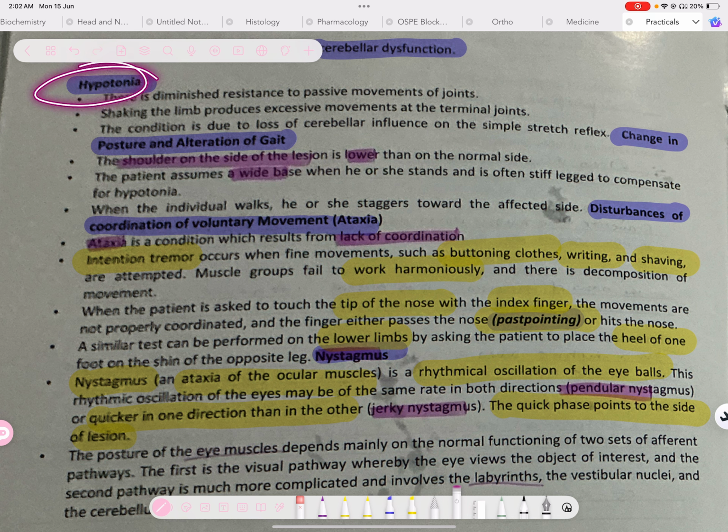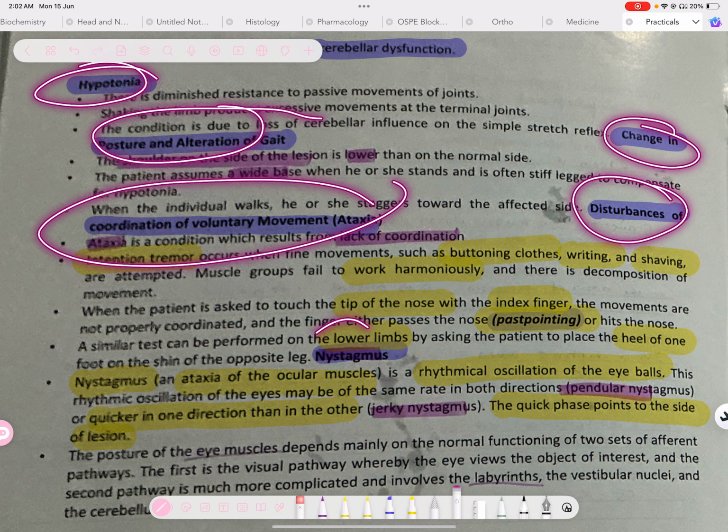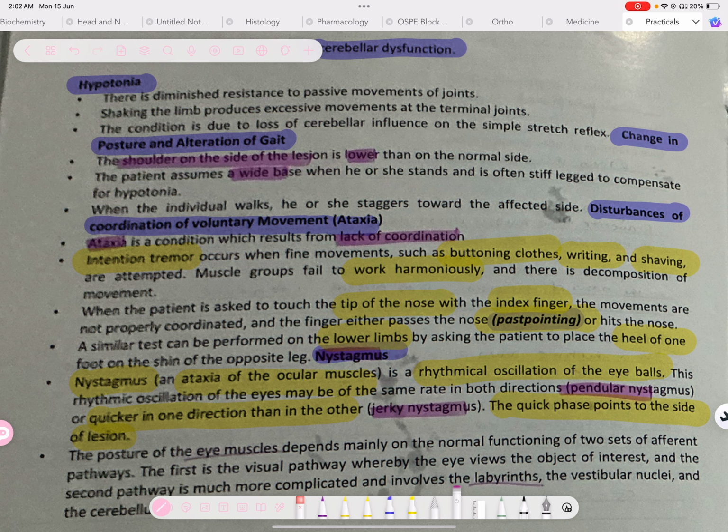For now, let me just read the titles, the bullet points, and then I'll go further in details. But I just cannot resist myself from explaining in detail right at first. Anyways, so hypotonia would be there in cerebellar dysfunction, change in posture and alteration of gait would be there, of course. There would be disturbance of the coordination of voluntary movement. That's referred to as ataxia.